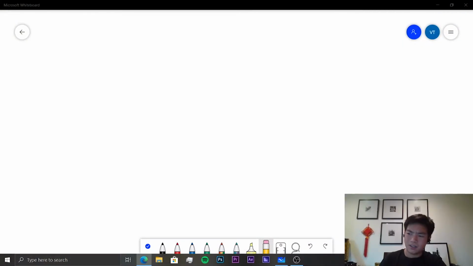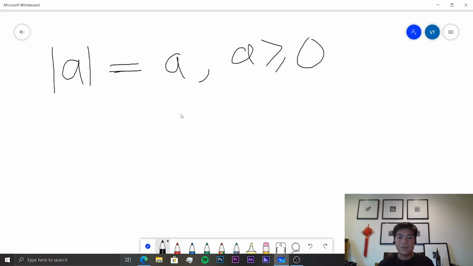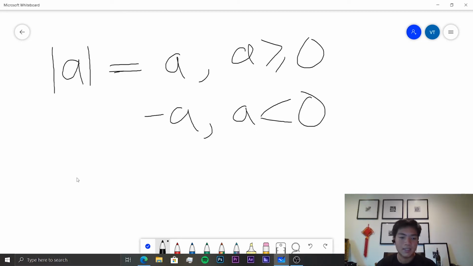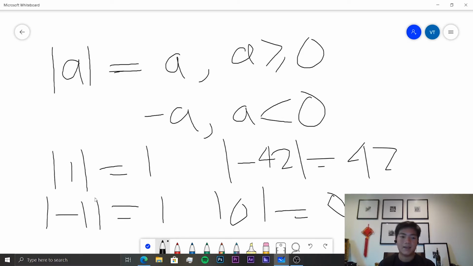So if you're not sure what absolute value is, the absolute value of a number is equal to whatever the positive value of the number is. So it's equal to the number itself if the number is greater or equal to 0, and it's equal to the negative of the number if a is less than 0. So just think about it as, okay, the absolute value of 1 is 1, the absolute value of negative 1 is 1, the absolute value of negative 42 is 42, and the absolute value of 0 is 0. It's like converting negative numbers to positive numbers, but leaving positive numbers alone.